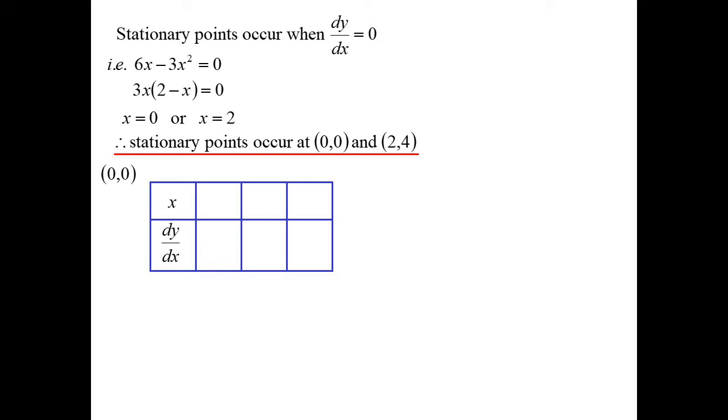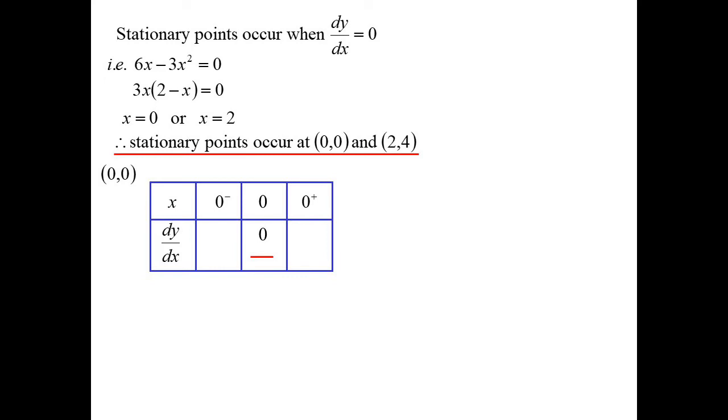Okay, let's investigate 0, 0, and we'll do this by drawing up a table of values, but instead of investigating the y value, we'll investigate what's happening with the derivative. So 0 is the point we're investigating. We need to pick a point on the left-hand side, and we need to pick a point on the right-hand side. Now you can pick any number you like, but the only rules are don't go past another stationary point and don't cross over an asymptote if there exists one.